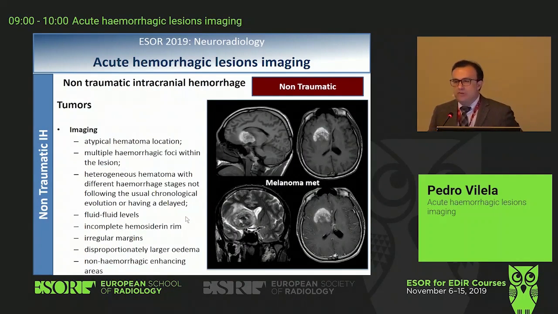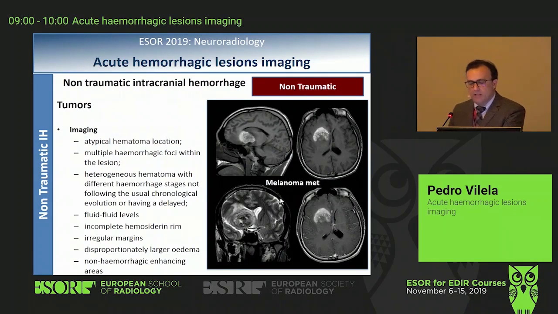How do we actually suspect an underlying tumor? A typical location. So we have seen the location. Multiple hemorrhagic foci inside the lesion. Heterogeneous hematoma. On MR, it's not going to follow the sequence of events that we have spoken about before. Fluid levels, incomplete hemosiderin ring, irregular margins, as you see here, larger edema than expected for the size of the lesion, and non-hemorrhagic enhancing areas that are actually the solid component.